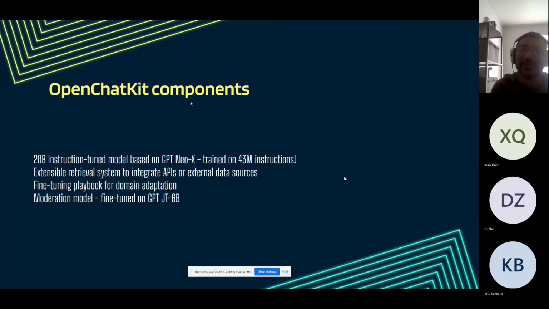So what does the OpenChatKit contain right now, and what has been released? There is a 20 billion instruction-tuned model that is based on GPT-NeoX, and it's trained on 43 million instructions. These instructions were collected from various data sources, and it's called the OIG dataset. Fun fact, I think I contributed one of the datasets to this dataset, just the raw one. But instructions were, I guess, automatically generated here.